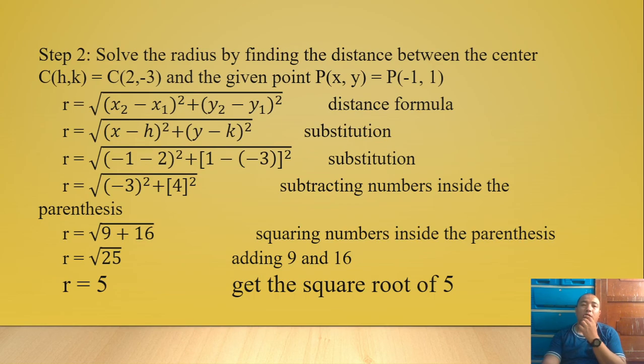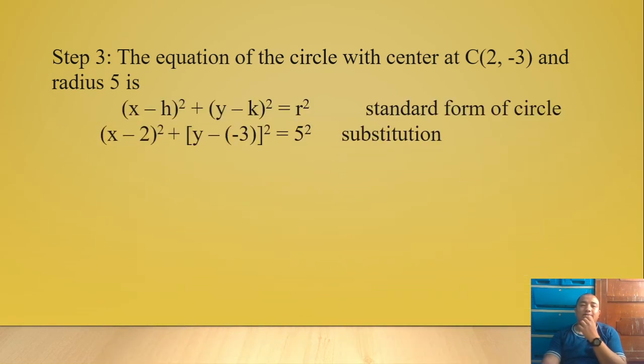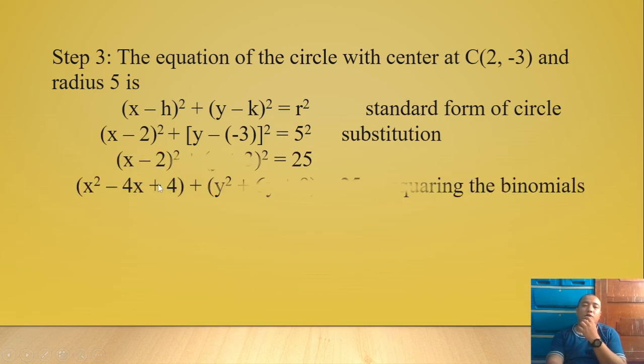Okay, we can now solve the equation of the circle with center at 2, negative 3 and radius 5. Using the standard form, substitute h by 2, k by negative 3, and r by 5. So therefore the equation of the circle is x minus 2 quantity squared plus y plus 3 quantity squared equals 25 in standard form.